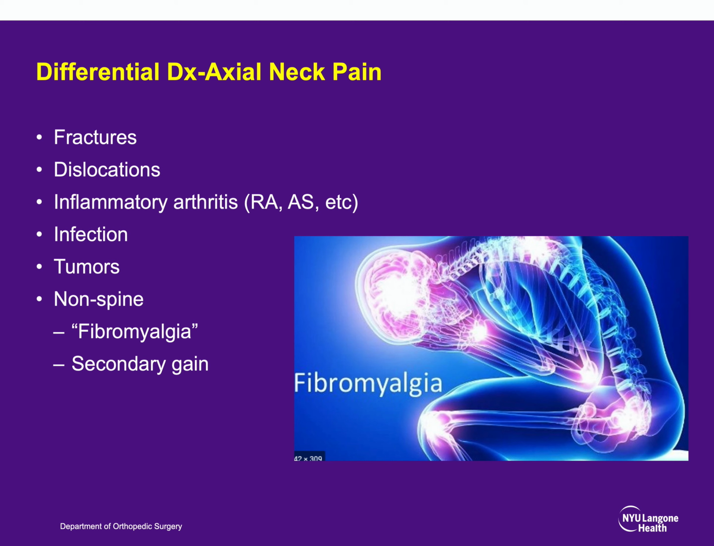Differential diagnosis of axial neck pain includes fracture, dislocations, inflammatory arthropathies, possibility of infection, tumors, and one can never rule out fibromyalgia, as well as someone presenting with a secondary gain, especially following a work-related injury or a motor vehicle accident.